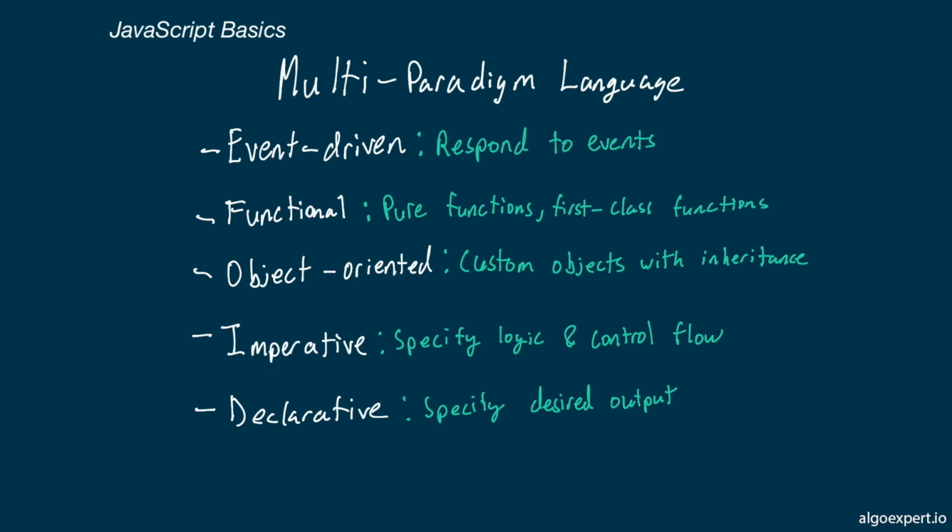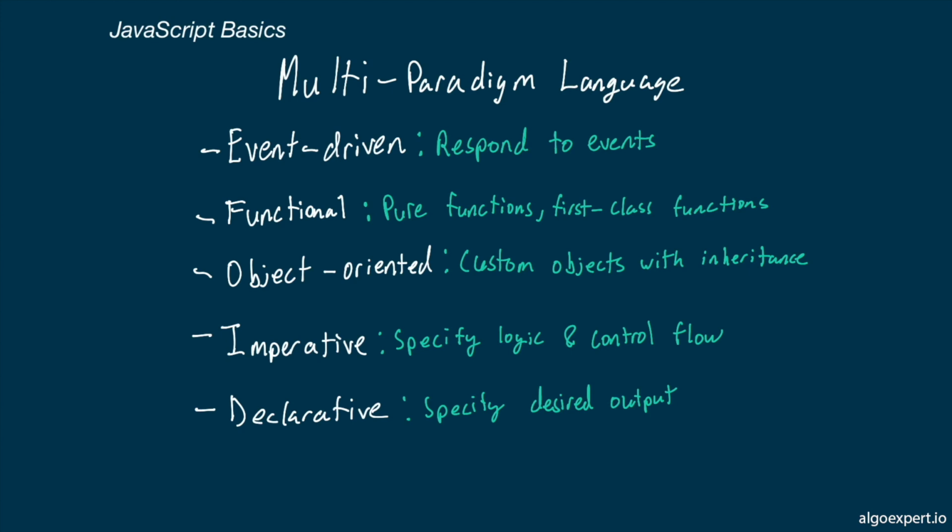Imperative programming is simply when we specify the logic and control flow of a program to achieve our desired output. This means JavaScript supports all of the major control flow statements, such as if and else blocks, switch statements, for loops, while loops, and so on.